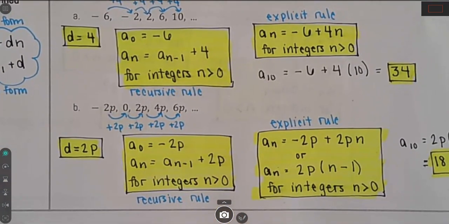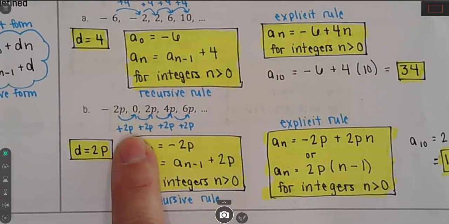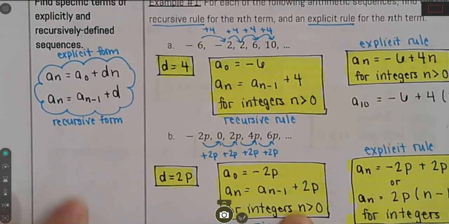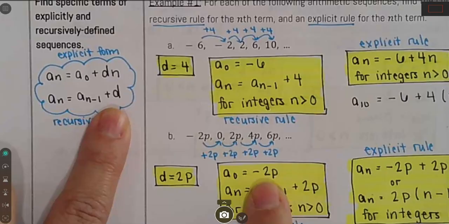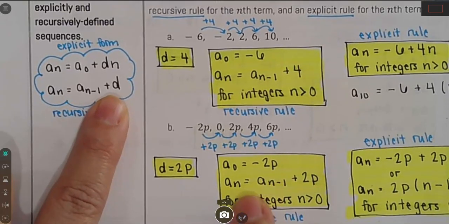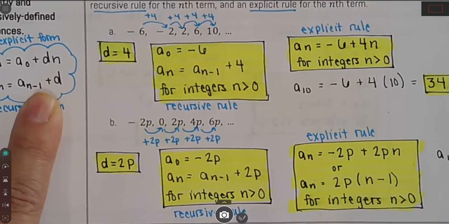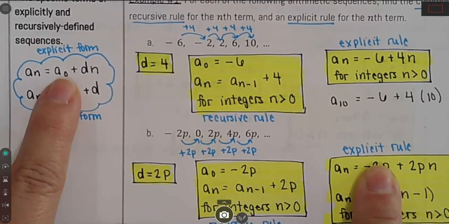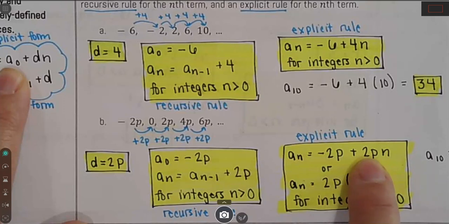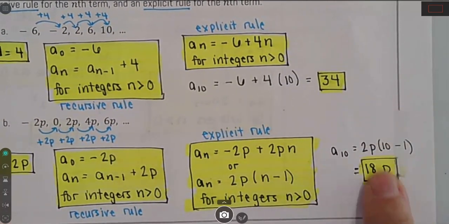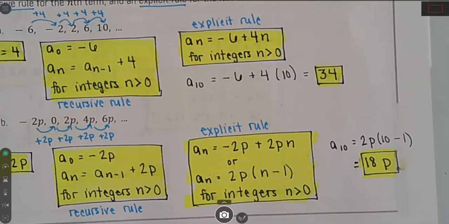Okay, same thing here. This time we're adding 2p each time, so our common difference is 2p. For the recursive rule, I'm going to be using this formula, plugging in d. So my initial term is negative 2p. My recursive rule is a sub n equals a sub n minus 1 plus 2p for integers n greater than 0. The explicit rule, I'm following this one. So negative 2p plus 2pn. You could also write it like this if you wanted to give factored form, and this is for integers n greater than 0. So when we plug in 10, we get 18p.